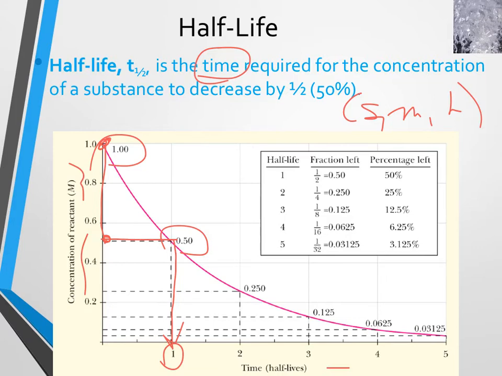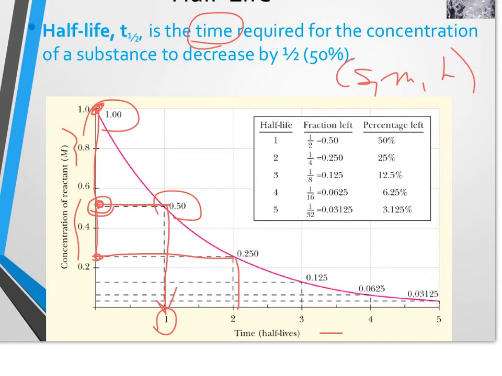And you can keep doing that. If we want to know how much would be left after the second half-life, we would do the same thing. 0.50 is now our starting point, so we would drop to 0.25, go over to the x-axis and drop down. And so there you go. Graph interpretation is a key part of this.